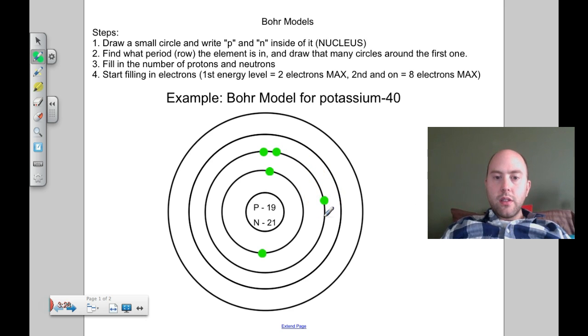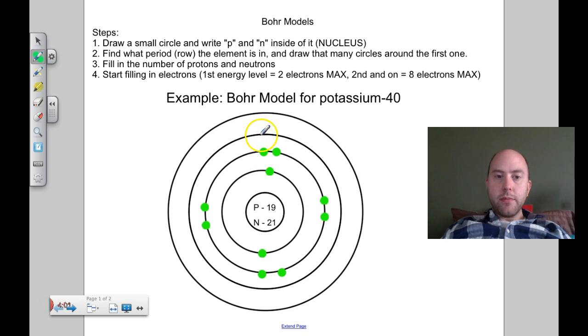Well, I can't fit 19 on the first energy level. I can't fit 19 on the second energy level. In fact, I'm going to stop here. I have 1, 2, 3, 4, 5, 6, 7, 8 electrons max on the second energy level. Now I go on to the third and I keep going. So thus far I have a total of 10 electrons. I have 2 on the first energy level, 8 on the second energy level. 2 plus 8 is 10.